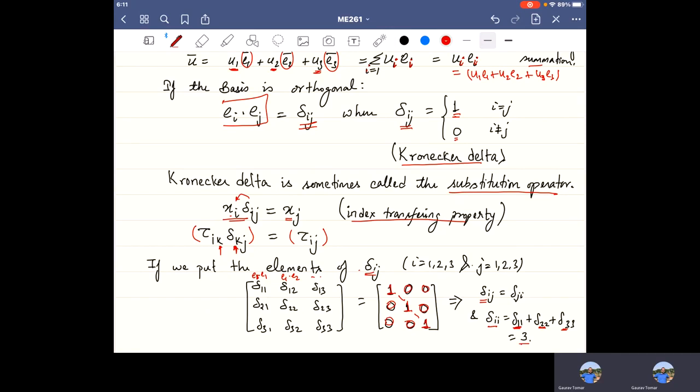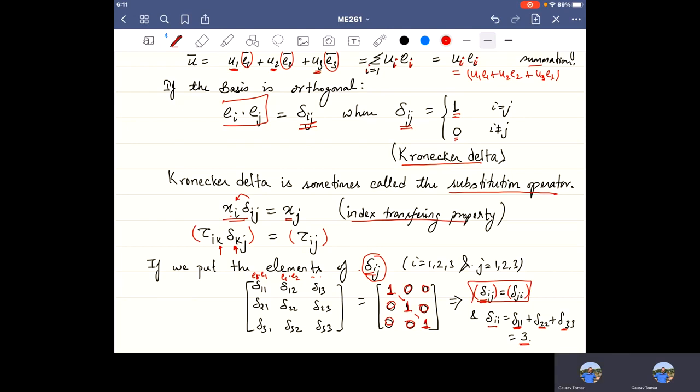So the trace of delta, if we treat it as a tensor, is essentially 3. And it is symmetric by default, because delta ij equals delta ji, equal to 1 if i is equal to j and 0 otherwise. So you can switch the indices and the value won't change. This helps in many places when you are doing algebra on complicated expressions. It helps you reduce the expressions to a bare minimum.